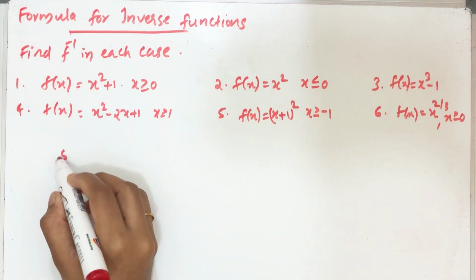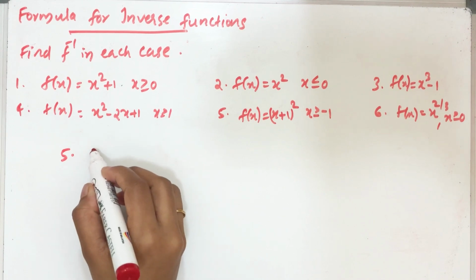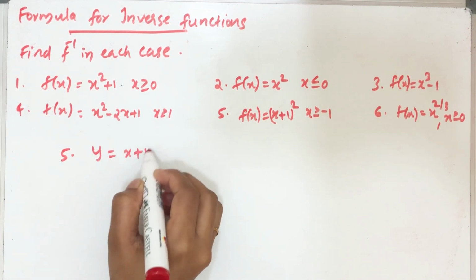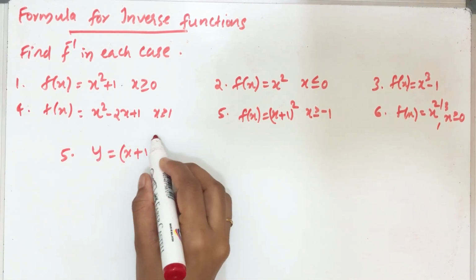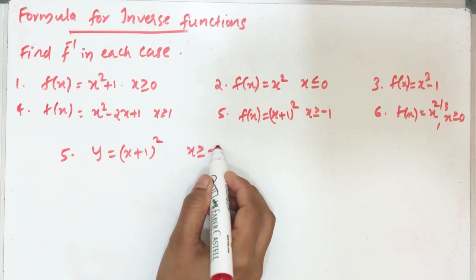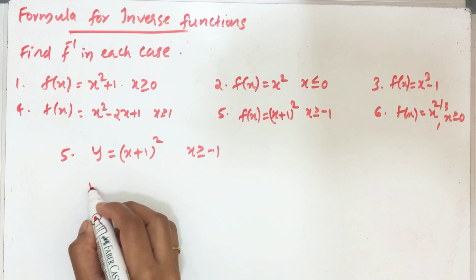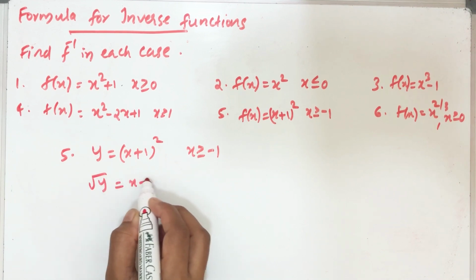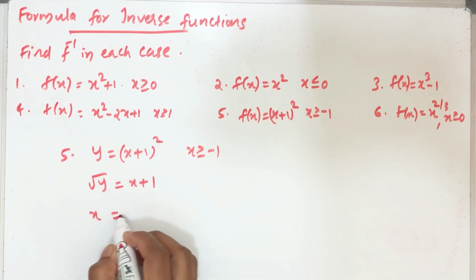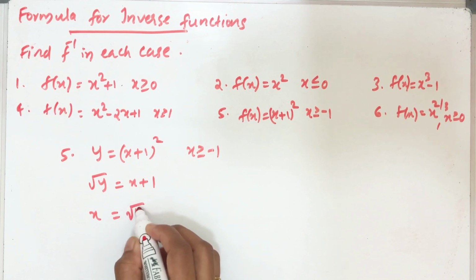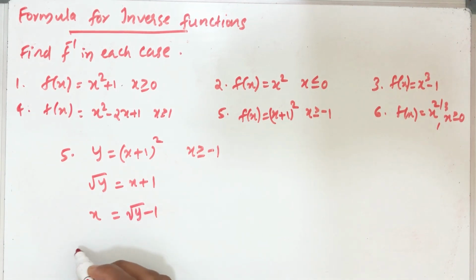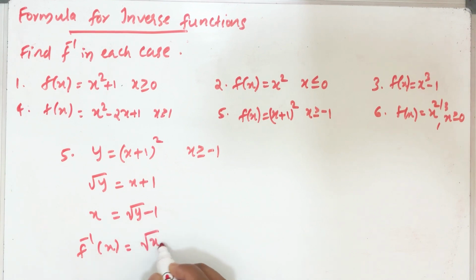See next question. F of x is equal to x plus 1 the whole square. We can write y equal to x plus 1 the whole square, x greater than or equal to minus 1. Then taking square root, we get root y is equal to x plus 1. That is, x is equal to root y minus 1. Or we can write f inverse of x is equal to root x minus 1.